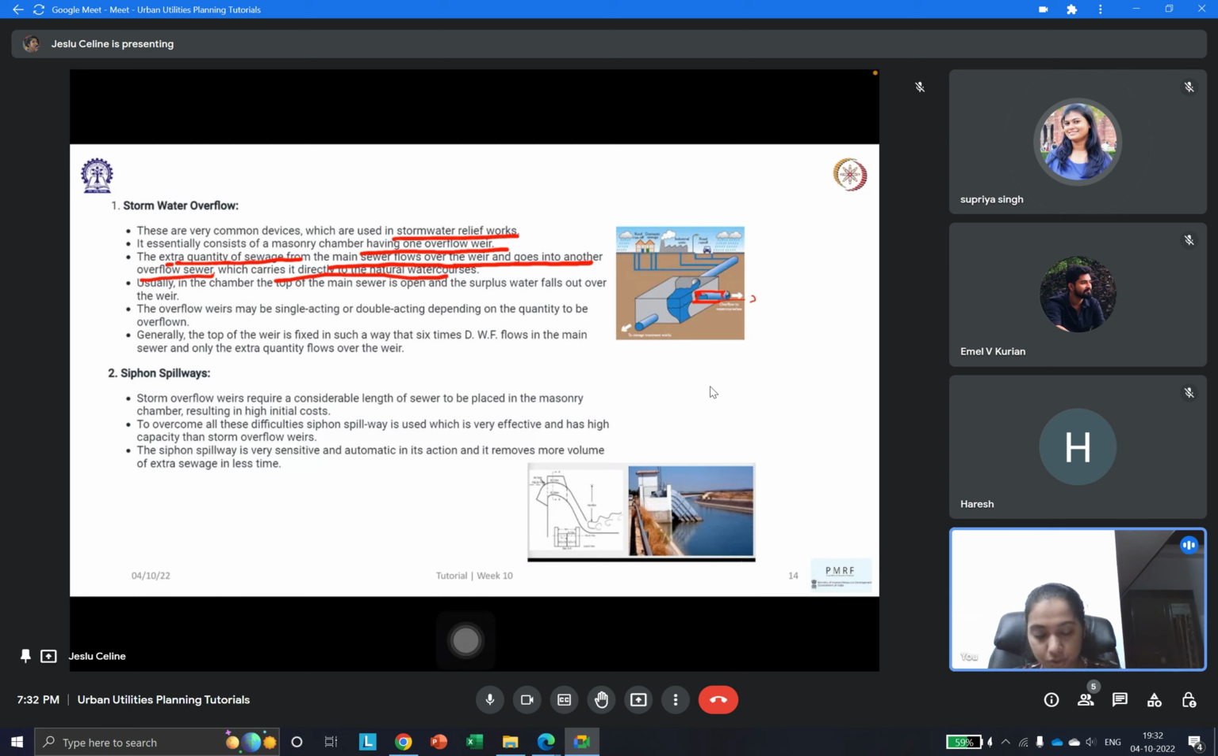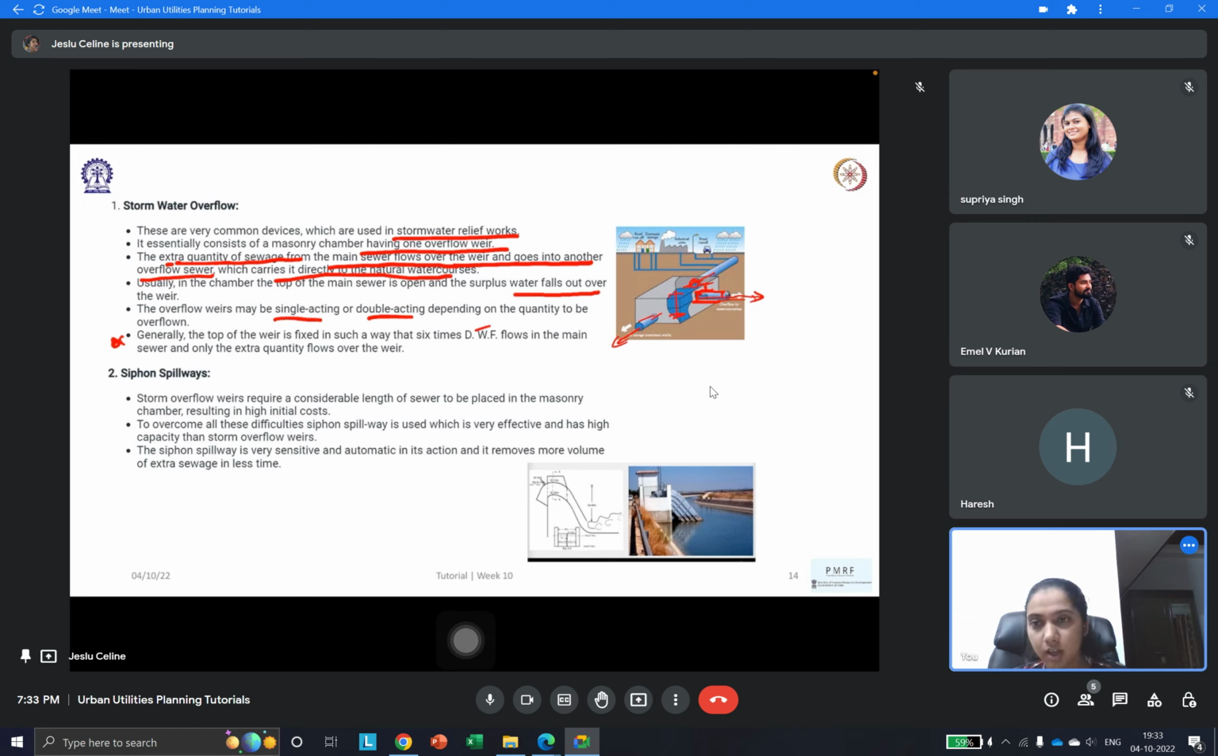Usually the top of the main sewer is open and the surplus water falls out over the weir, and the overflow weir may be single acting or double acting depending upon the quantity of flow, and generally the top of the weir is fixed. Some details here are not required. The whole concept is that if you observe, the level is different, so from here it's overflowing. Two things are happening here. This pipe is taking it to the nearest water body, another pipe is taking it to another water body, and if you look, there is a height difference also.